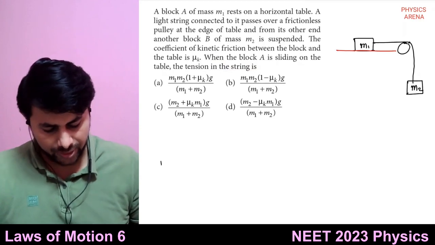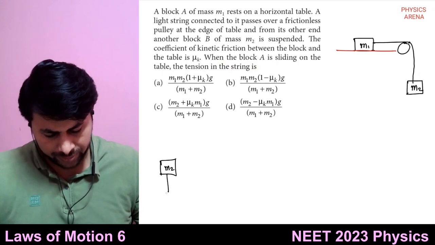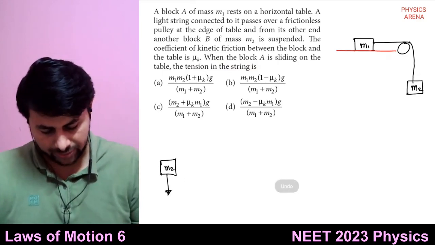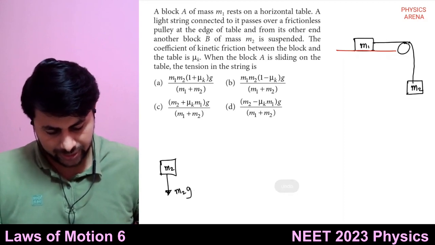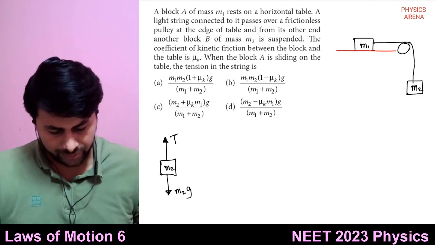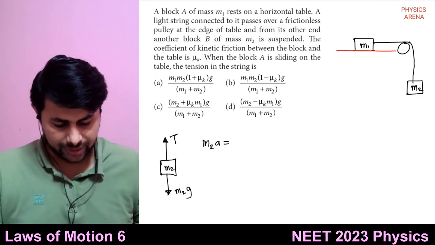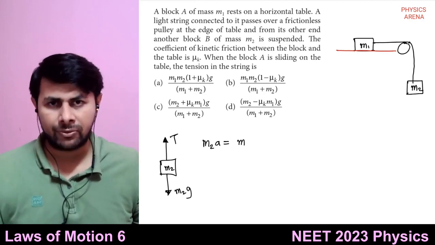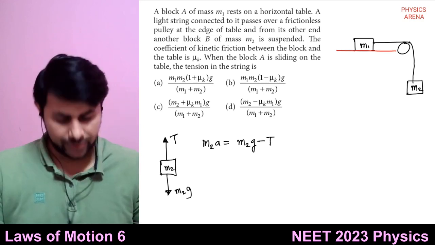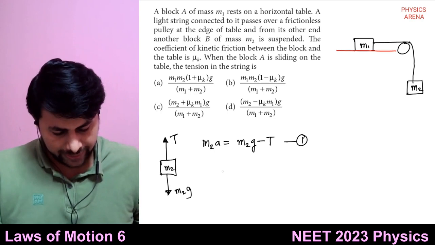So let's draw the free body diagram of M2. For M2, the gravitational force is acting downwards, so it is M2 times g. Tension is acting upwards, T. Okay, so the net force will be M2 times a is equal to the total downward force, M2 times g, minus the tension.